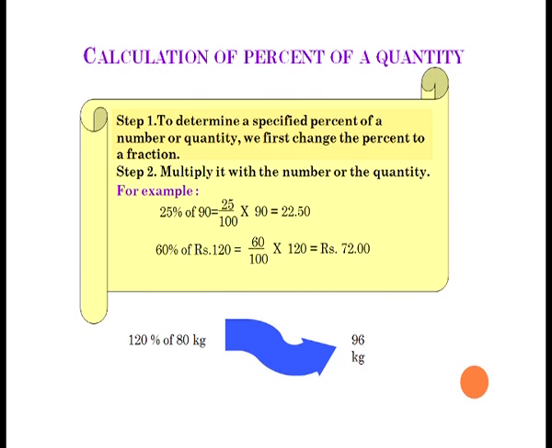we will get 22.50. When you are talking about 60% of rupees 120, then 60% means 60 upon 100 multiplied with 120, that is 72 rupees. Very simple. When you are talking about 120% of 80 kg, 120% means 120 upon 100 multiplied with 80, then we will get 96 kg.